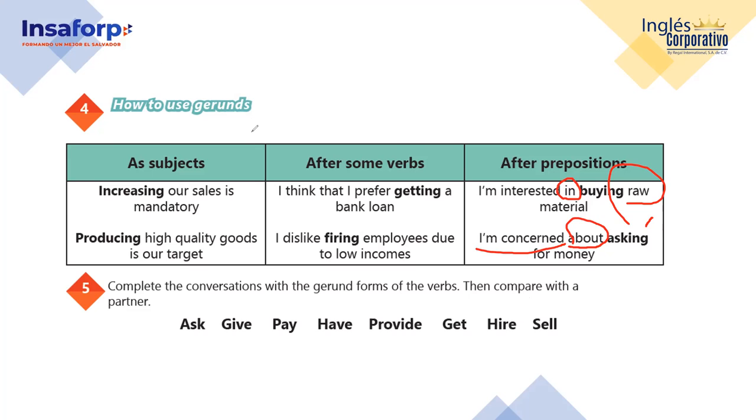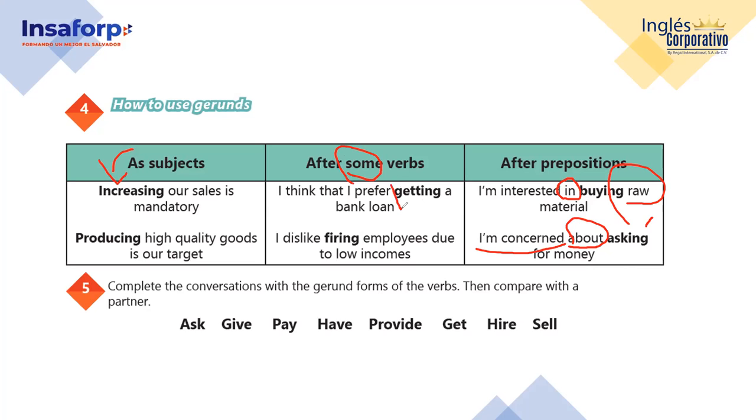So I was about telling you that zero form, ¿se fijaron? Que se posicionó in three different places. As subject at the beginning. After some verbs. ¿Y por qué dice some verbs?